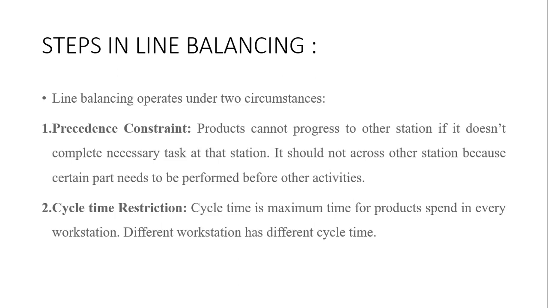Cycle time is the maximum time for the product spent in every assembly line workstation. It is the maximum time allotted for performing the different activities that are helpful to complete the final assembly of the product. For example, if an assembly has 20 parts, to connect all the 20 parts into a final complete assembly, what is the time spent for doing that? So it is the cycle time constraint. These are the two limitations based on which the line balancing concept can be operated efficiently.